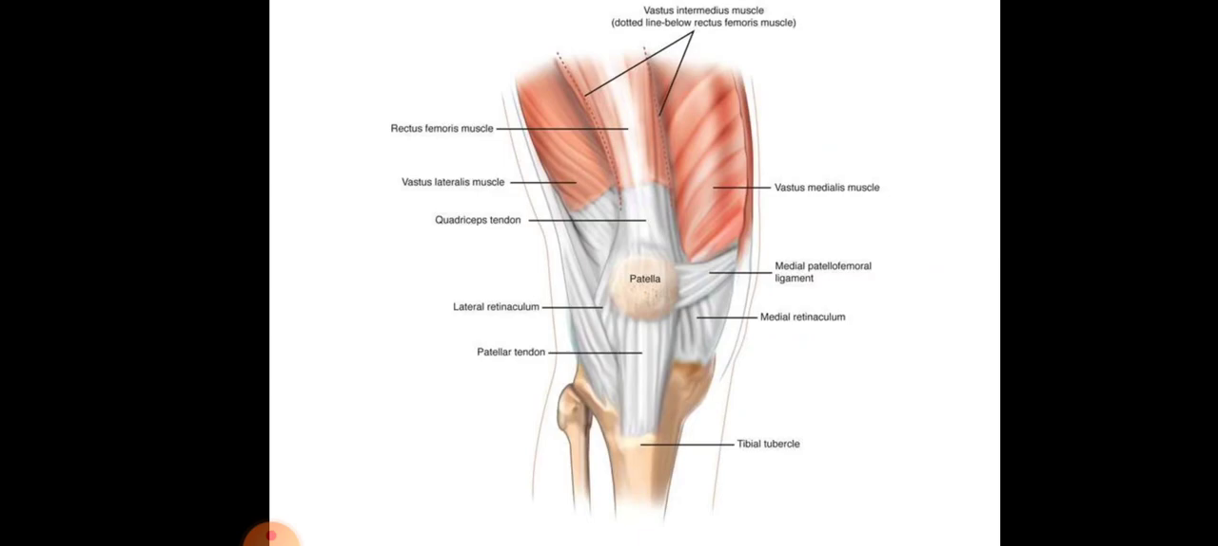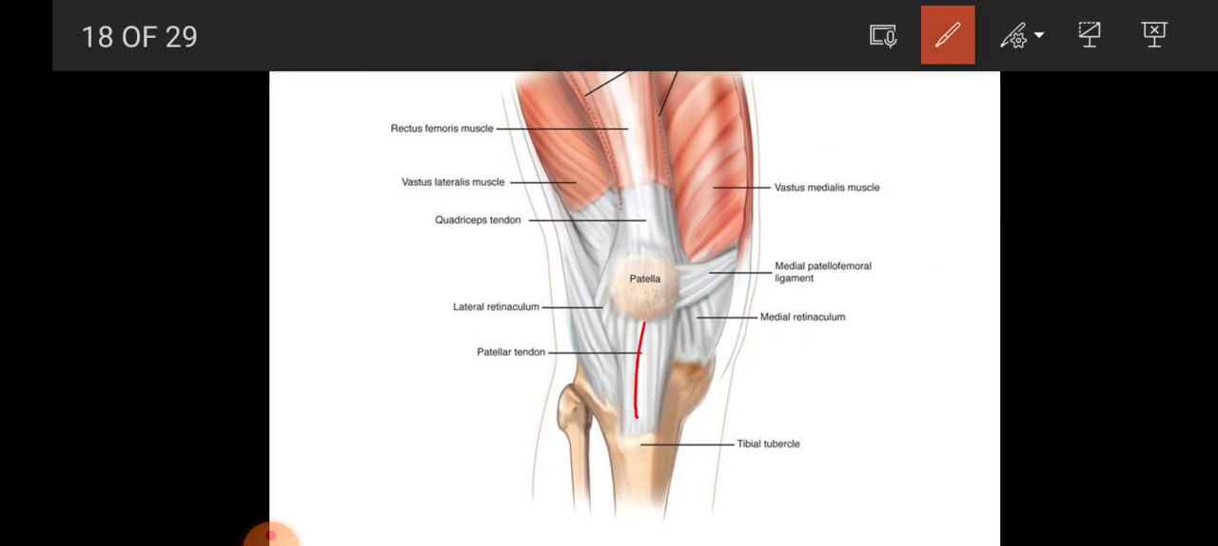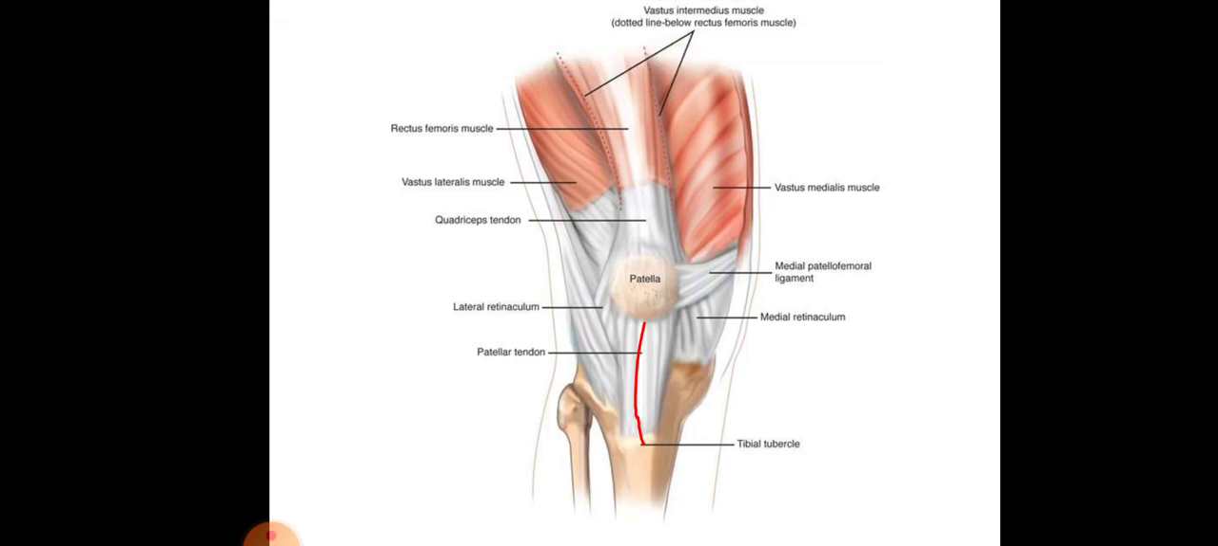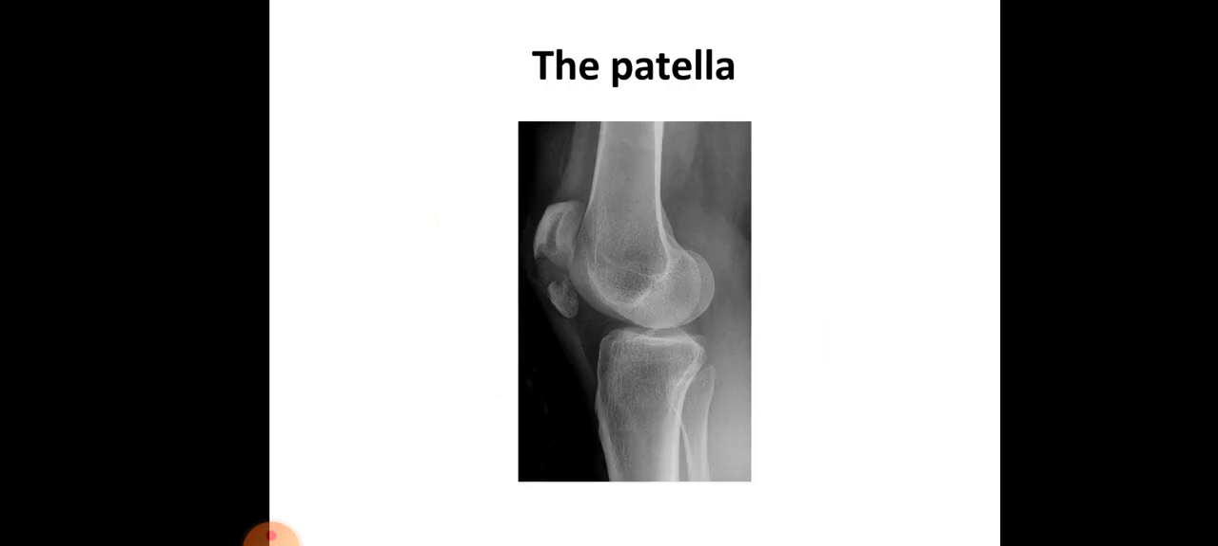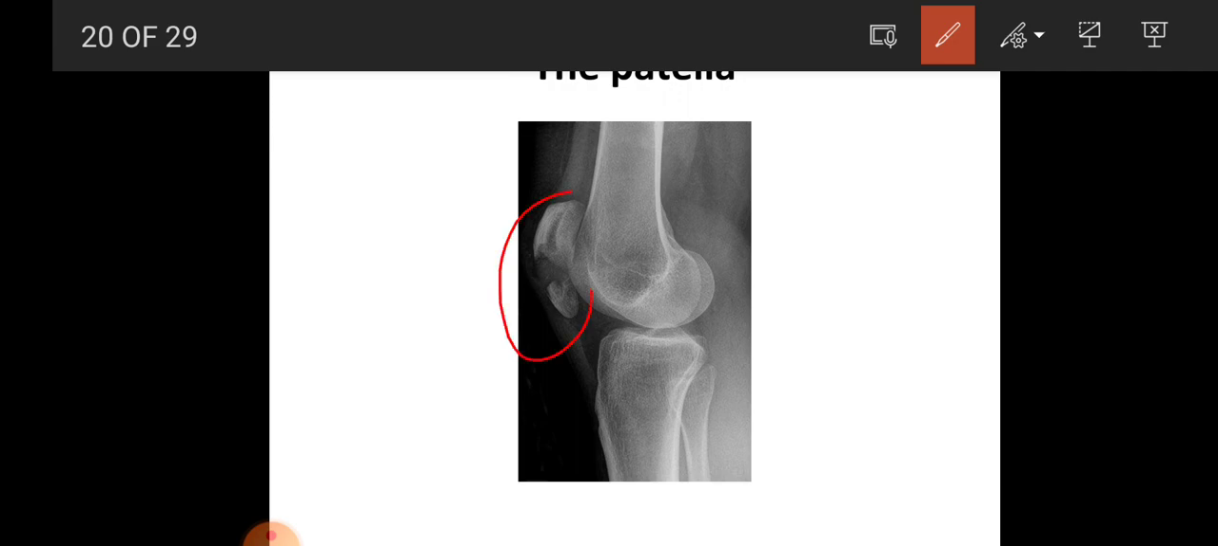So this is the patella. Superiorly it is developed in the tendon of quadriceps femoris, and inferiorly we have the patellar tendon, which attaches the patella to the tibial tuberosity. So these are the anatomical features, having the base, apex, lateral facet and medial facet on the posterior surface. And this is how the patella appears in the x-ray. In the x-ray we can see this is the patella, this is the lower end of the femur, and these are the condyles of the tibia.